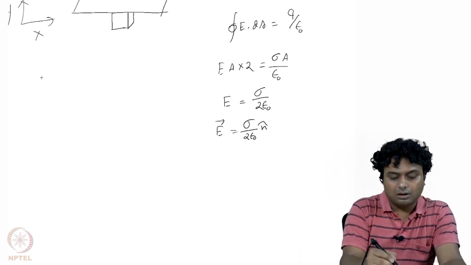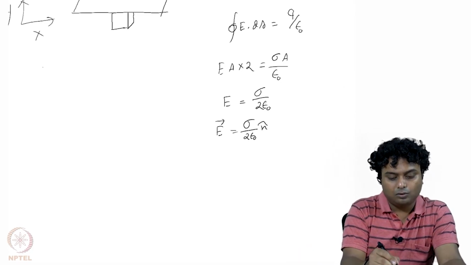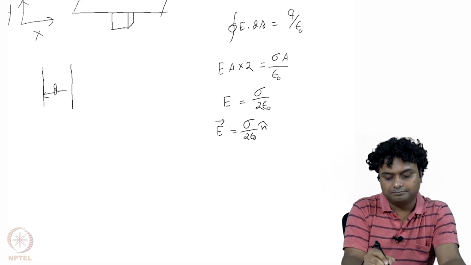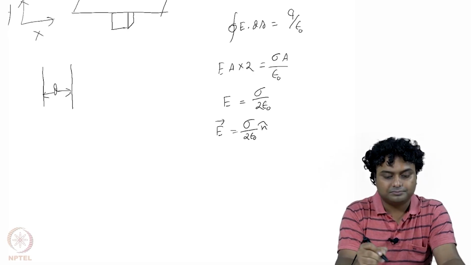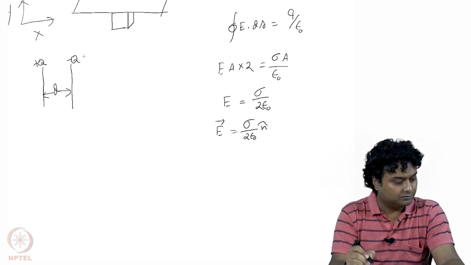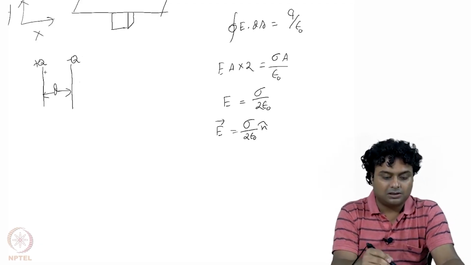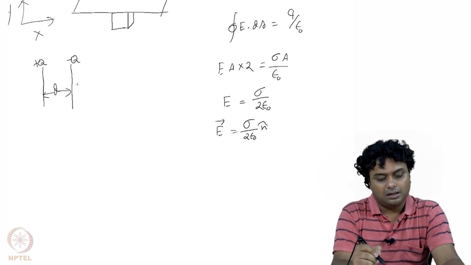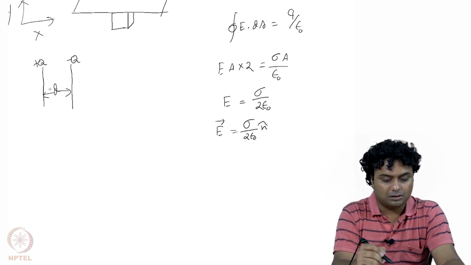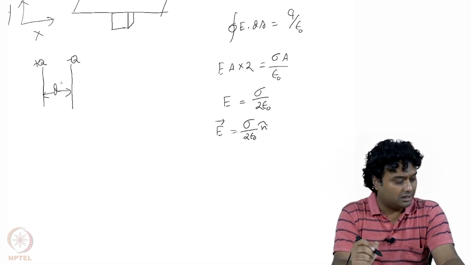Okay. Now let us consider two parallel plates, separated by a distance d, and the two plates are having charge plus q and minus q. So let us consider two parallel plates, and they are separated by a distance d, and each of the plates is having some charge q. One side it is positive plus q and the other side it is minus q.